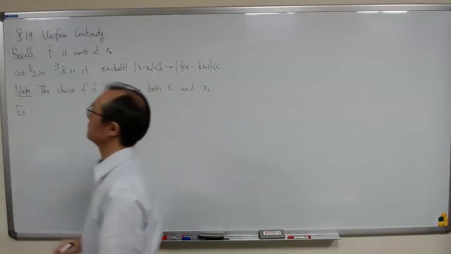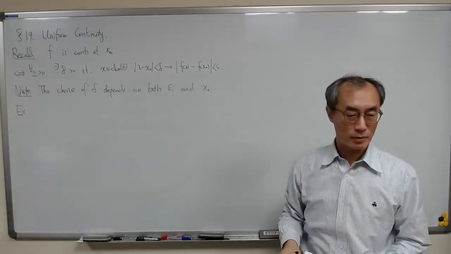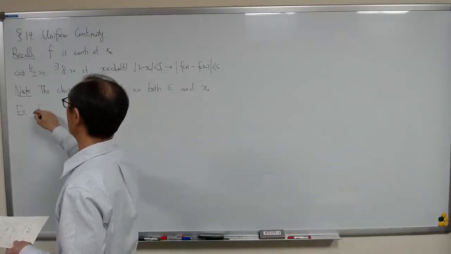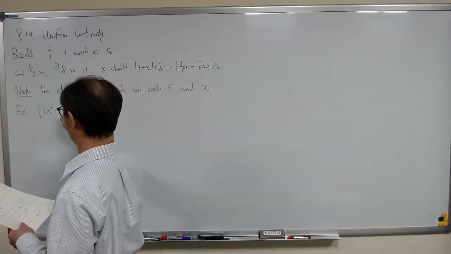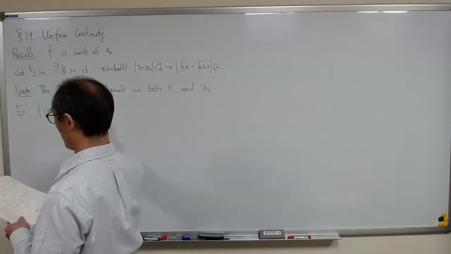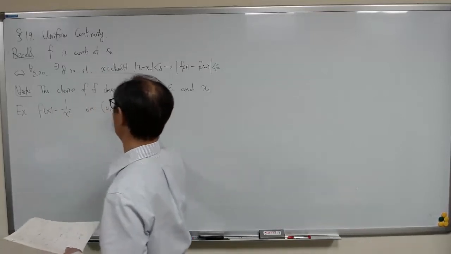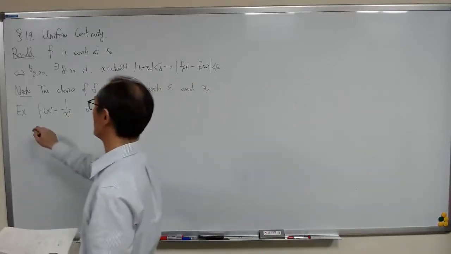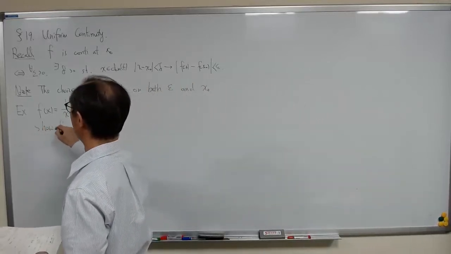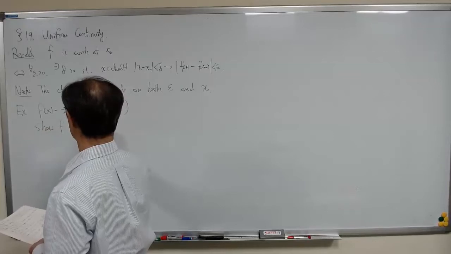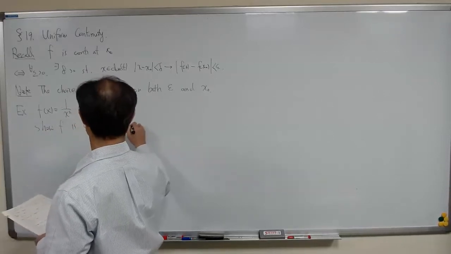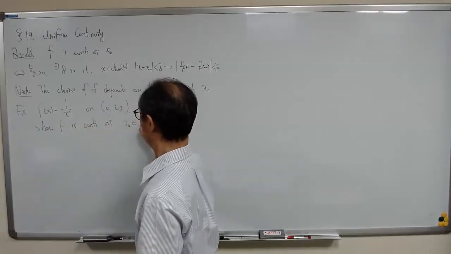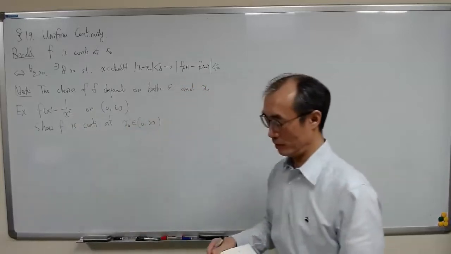Okay, so let's consider this example. Suppose we have a function f of x given by 1 over x squared, whose domain of definition is the positive real numbers. And I want to show this function f is continuous at some point x naught, which is a positive real number.